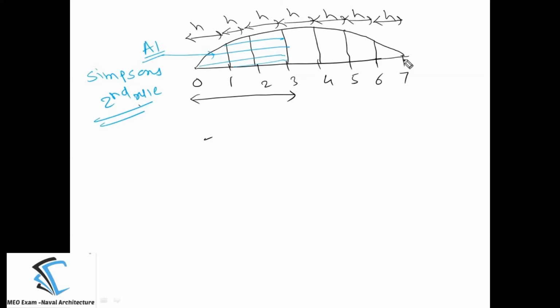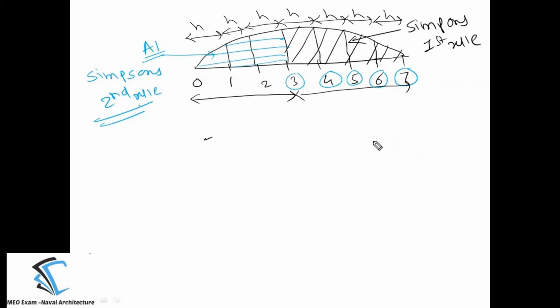Now how many ordinates are left? 3, 4, 5, 6, 7. So how many ordinates are there? 1, 2, 3, 4, 5. So you have 5 ordinates here. If you have 5 ordinates, the interval becomes 4. 4 is divisible by 2 completely, so you can use Simpson's first rule. So for the first region, I can make use of Simpson's second rule, and for the second region, I can use Simpson's first rule.